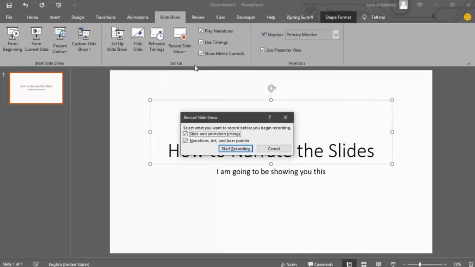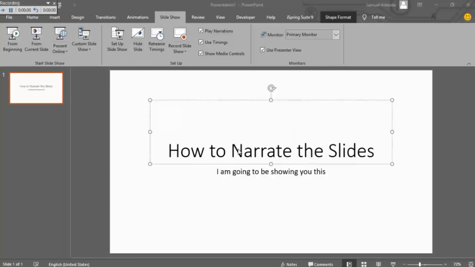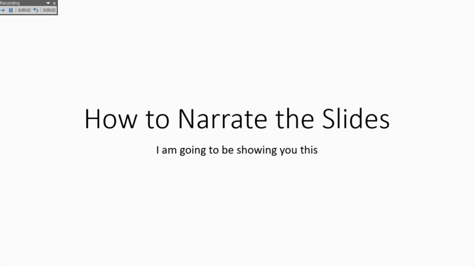And here you have a pop-up that says select what you want to record before you begin recording. So you want to record the slide and narrations, which include the ink, the laser, and the pointer. So I'm going to click Start Recording. Now you can see there's a little box that shows up. So whatever I'm saying now is going to be recorded on this slide. I can just be presenting this on my system. All the voice note is going to be saved in this file. And that's simply how you can narrate your slide. You can do this for all the slides.